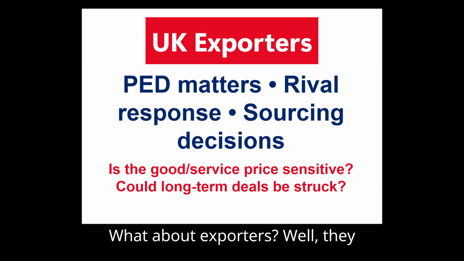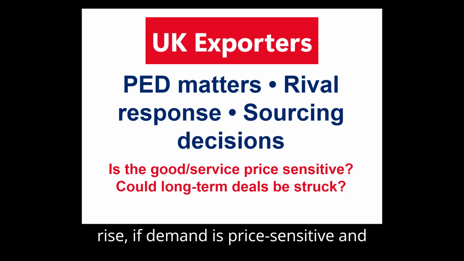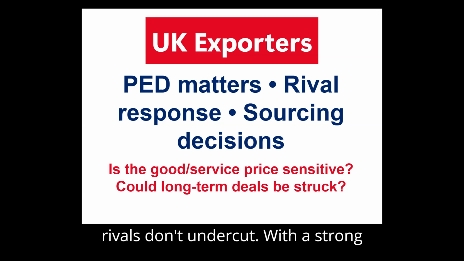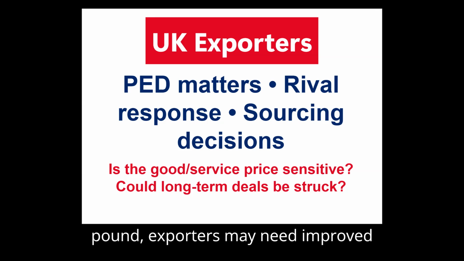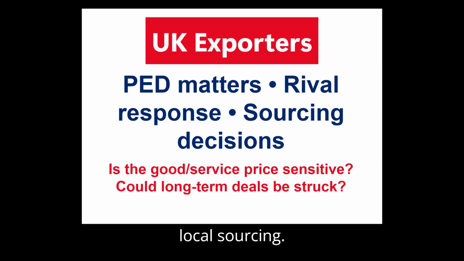What about exporters? Well, they prefer a weaker pound. UK goods look cheaper abroad, so volume can rise if demand is price-sensitive and rivals don't undercut. With a strong pound, exporters may need improved productivity, smarter pricing, or more local sourcing.